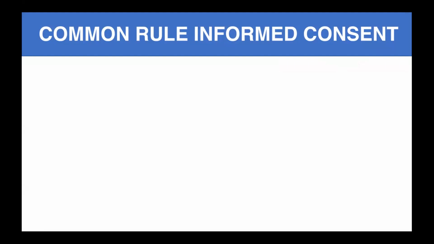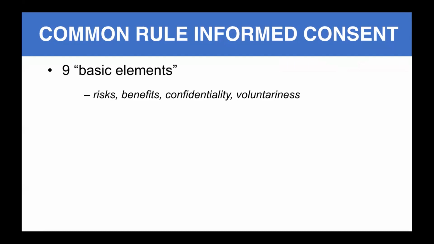And the Common Rule articulates what information must be disclosed to these participants and how it must be disclosed to ensure that their consent is truly informed. So the Common Rule lays out nine what are called basic elements that must be disclosed to all participants, and these include a description of reasonably foreseeable risks and benefits to them, as well as provisions for keeping confidential any data that's collected, and a statement that participation is voluntary and can end at any time.